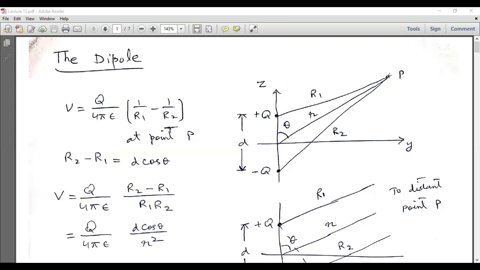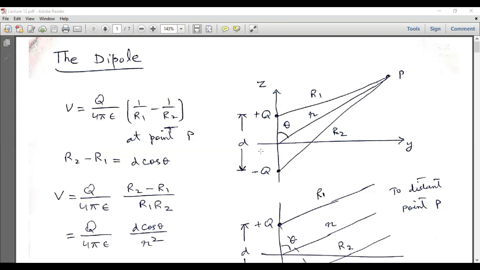The distance of this point from the positive charge is r1, and the distance of this point from the negative charge is r2. This dipole is located at the origin, so the center of the dipole is at the origin, and the distance of this point from the origin is r, and this angle is theta, which is the definition of theta and r in spherical coordinate systems. So V will be equal to q over 4 pi epsilon r1 minus q over 4 pi epsilon r2 due to these two charges at this point P.